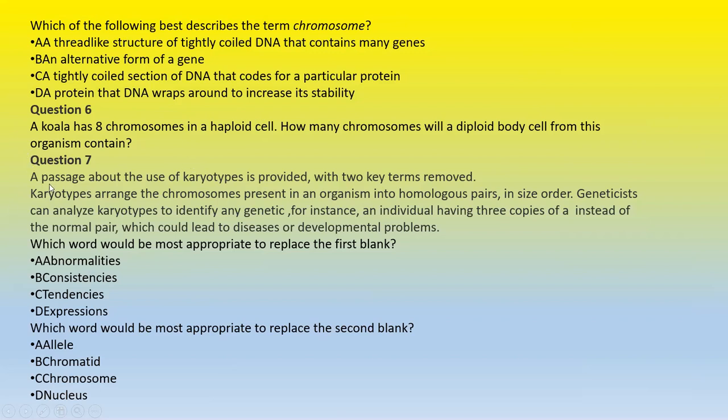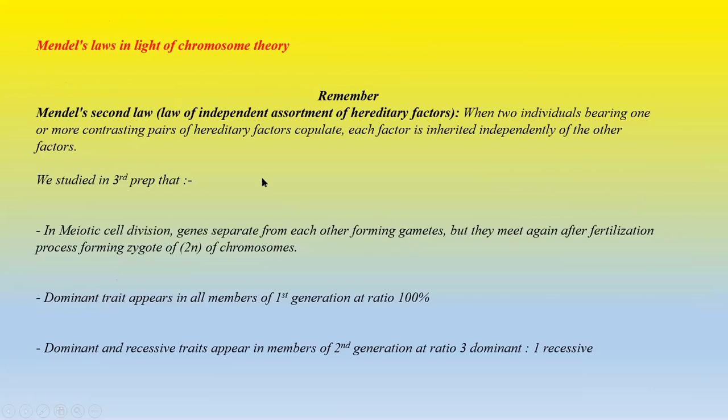Okay. A passage about the use of karyotype is provided with 2 key terms removed. A karyotype arranges the chromosomes present in an organism into homologous pairs in size order. Geneticists can analyze a karyotype to identify any genetic disorder. For instance, an individual having 3 copies of a chromosome instead of a normal pair could lead to disease or developmental problems.